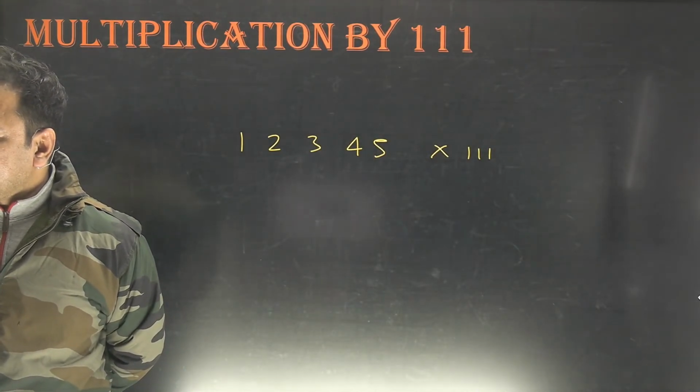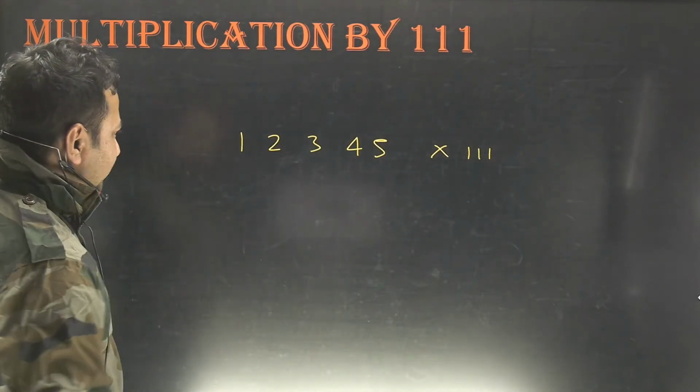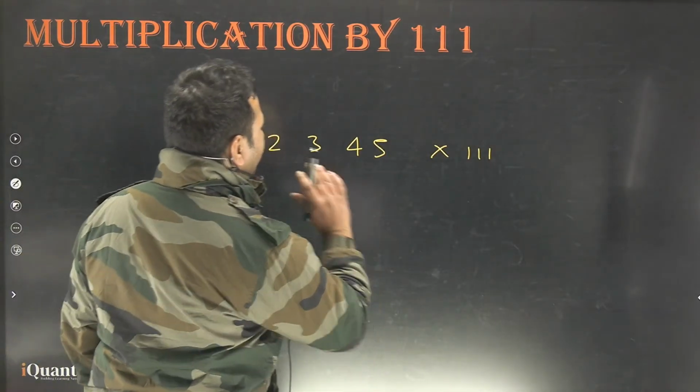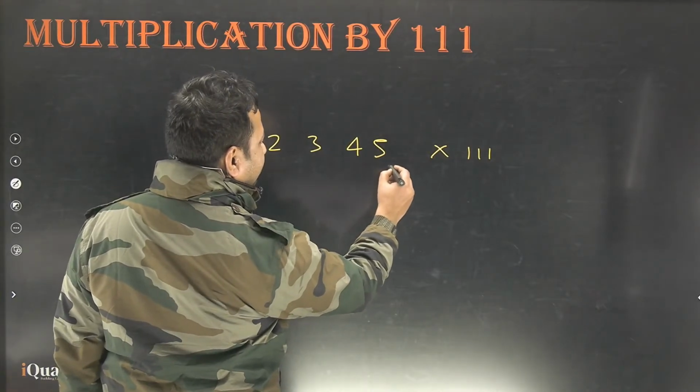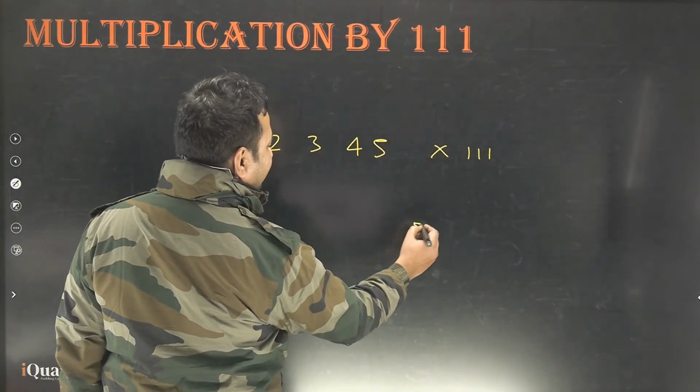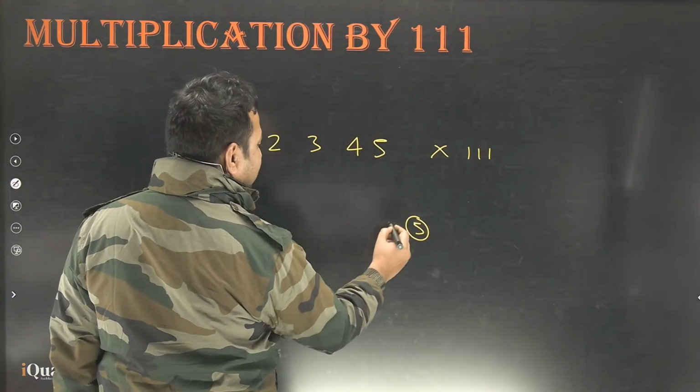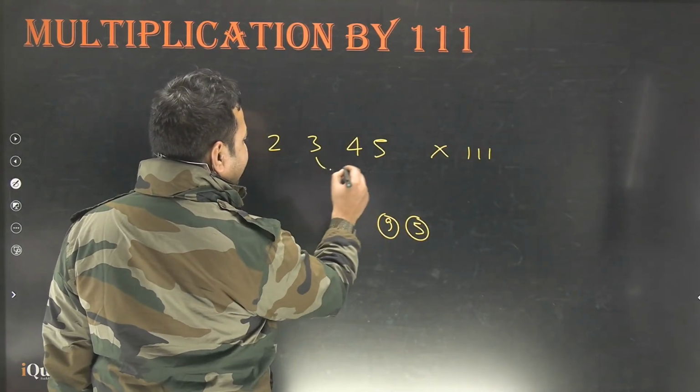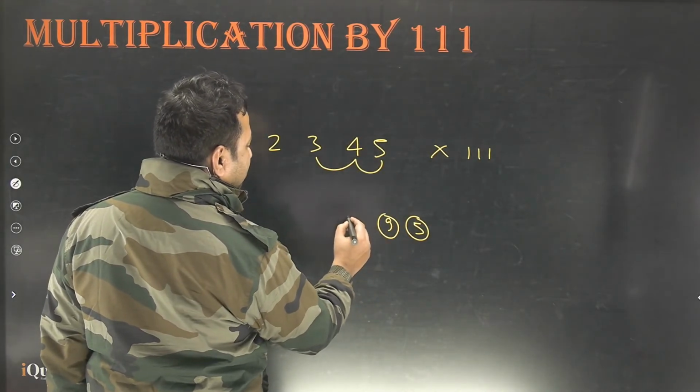Okay, so let me explain this to you. What will happen here? 1 digit comes here, I'll get 5. Then we have 2 digits, 4 plus 5 is 9. Then we have 3 digits, 3 plus 4 plus 5 is 12.